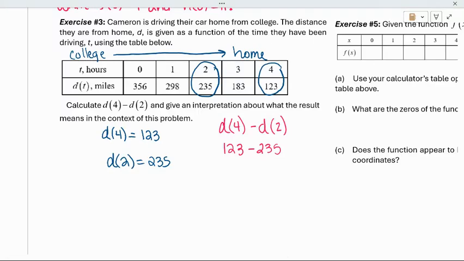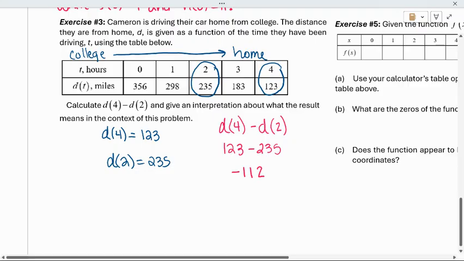You all have calculators. Pick them up. Let's go. What is it? Negative 112. It's negative 112. That's important.